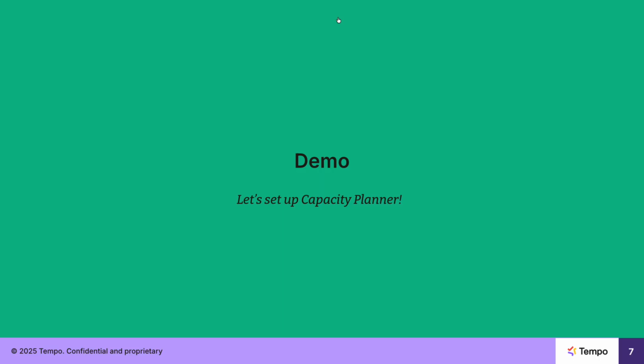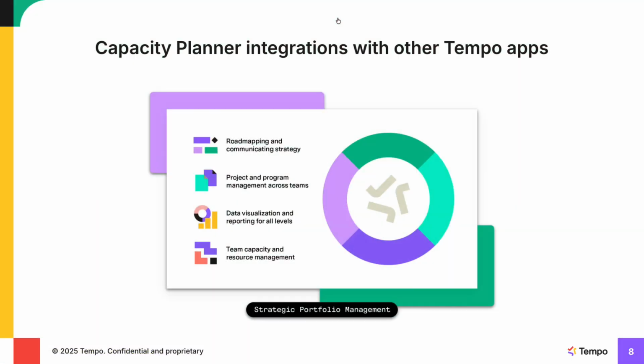Thanks for that demo of a complete setup. Now let's go over how Capacity Planner integrates with other Tempo apps. Tempo has a whole suite of apps that can work together to provide business solutions, such as flexible program management, customizable reporting, and comprehensive insights to manage programs and portfolios of any size and complexity. But let's get more specific about how Capacity Planner integrates with these apps.